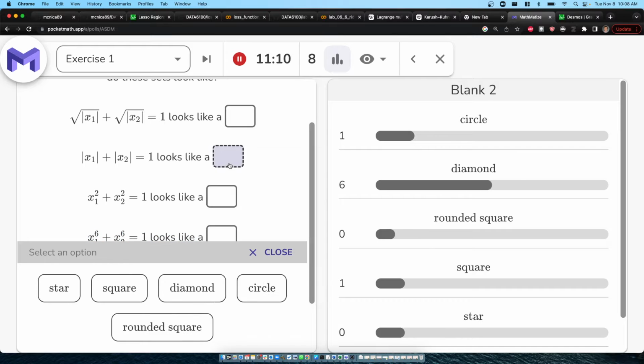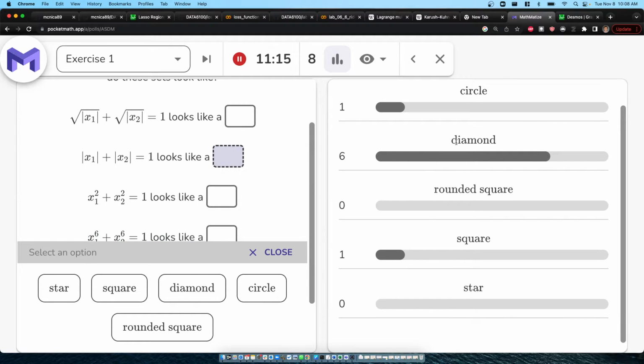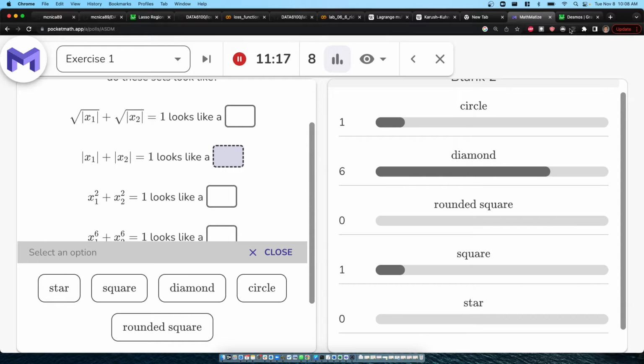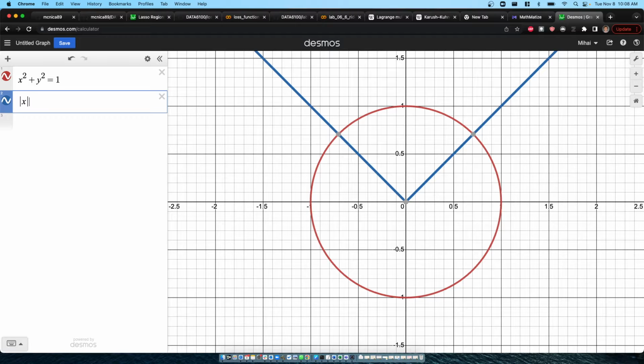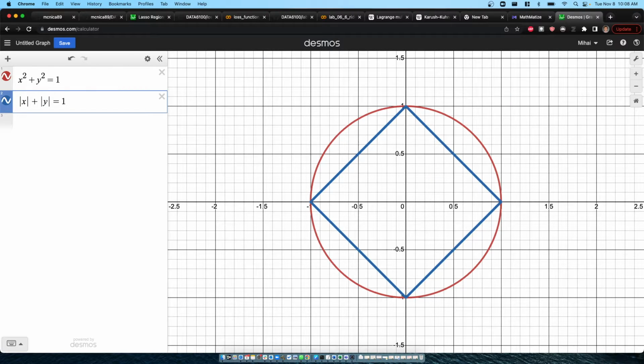Okay, what about this one? Absolute value of x1 plus absolute value of x2 equals 1. Lots of people said it's a diamond, and that is correct. So those people were probably watching the videos. Very good for you guys if you saw the video and you know it's a diamond. In Desmos you have to put it in with x and y, and you get this nice diamond that looks like that. And of course this is really related to the lasso, which is why we're doing it today. So very good for those of you who got that.